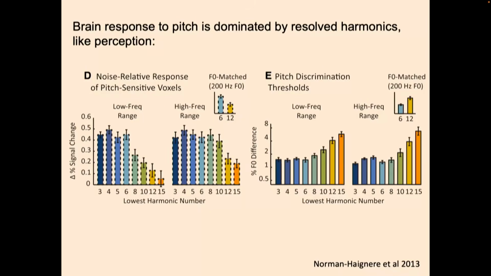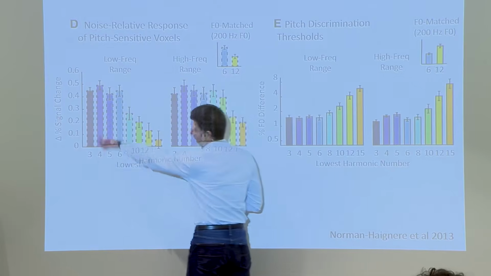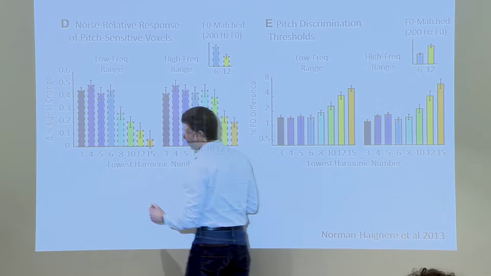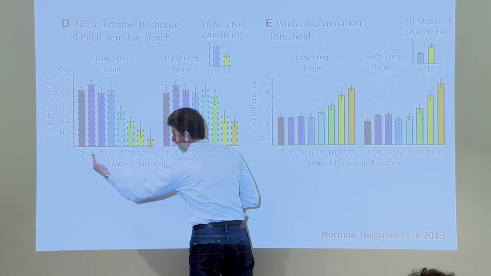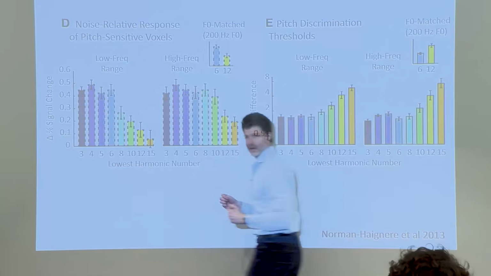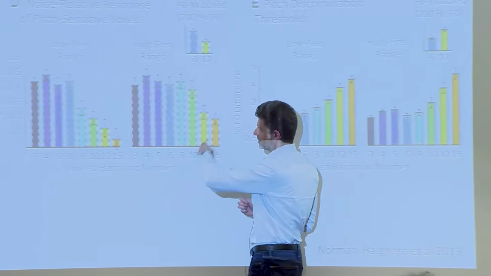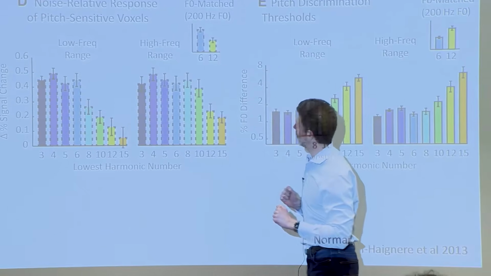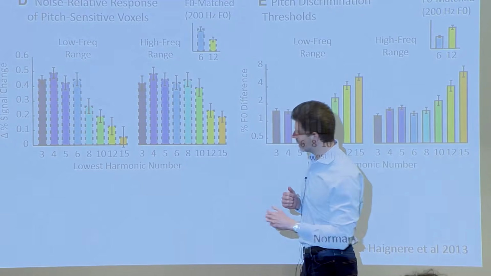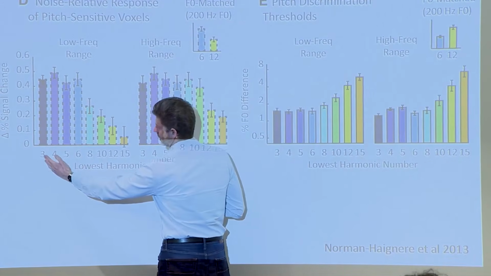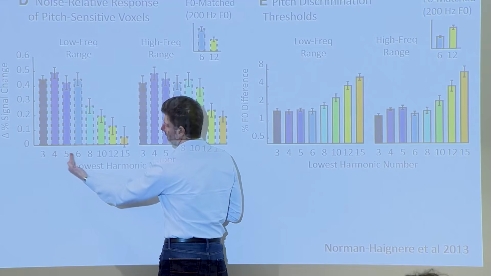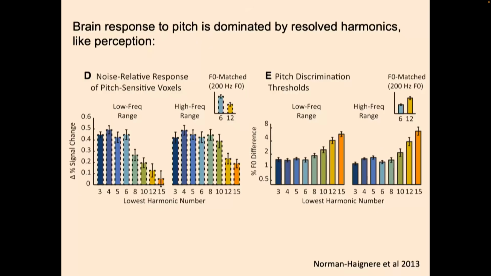So what these graphs are plotting is the fMRI response measured as percent signal change, that's on the y-axis, for different stimulus conditions that vary in the lowest harmonic number. Okay? And again, there are two different frequency ranges, and it's not critical for our purposes. And what you can see is that when the stimulus contains low-numbered harmonics up to maybe the eighth, you get a higher response, and then after that it kind of drops off.